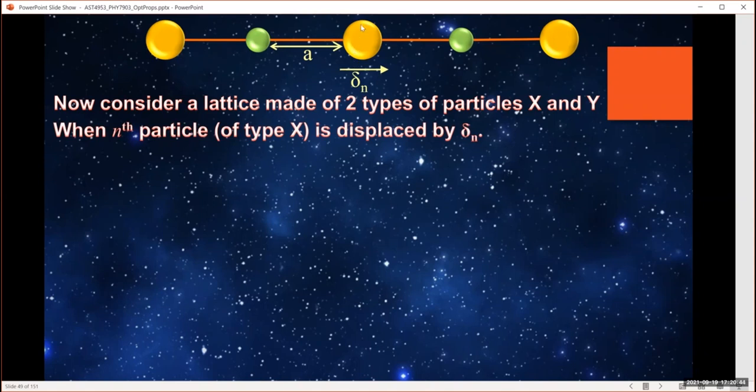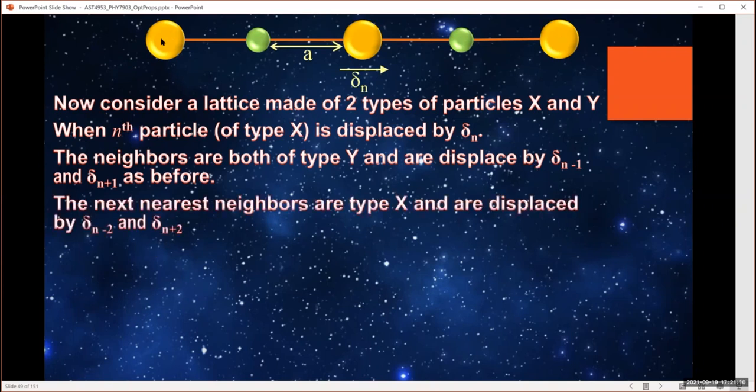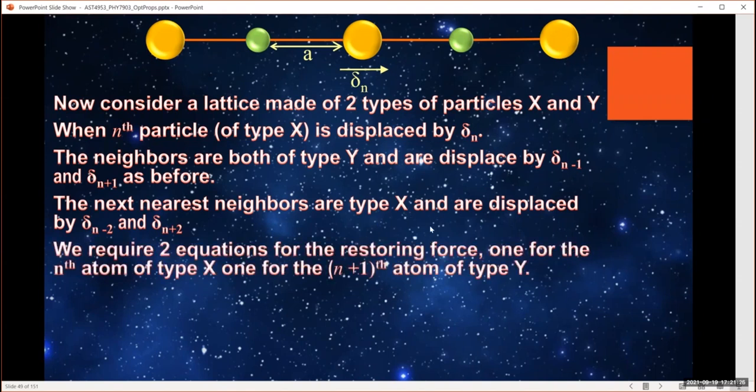The nth particle, this one again, is of type X and is displaced by delta n. As before, the nearest neighbors are going to be displaced by delta n-1 and delta n+1, but those are both the Y's. So then we also need to account for the next ones out. So now we've got delta of n-2 and delta of n+2, because they're the next X's. We need two different equations to get the restoring forces, because it's going to be different for the atoms of type X compared to the atoms of type Y.